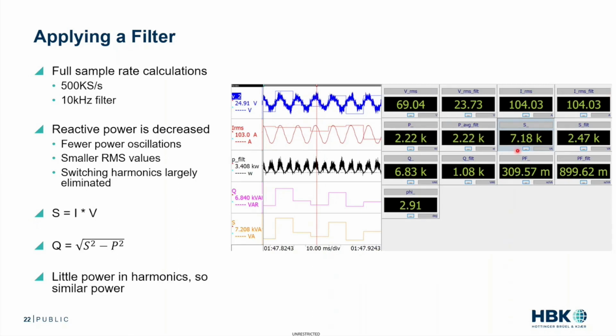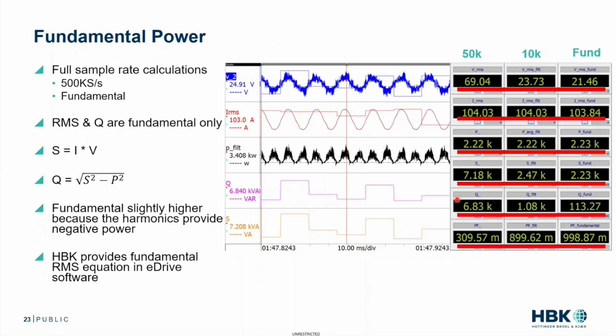Power, pretty much the same. Reactive power and apparent power drop by 200%. Reactive power drops by 6x. The power factor comes to 0.899. And the phase angle is improved as well because we take a lot of the harmonic content out.